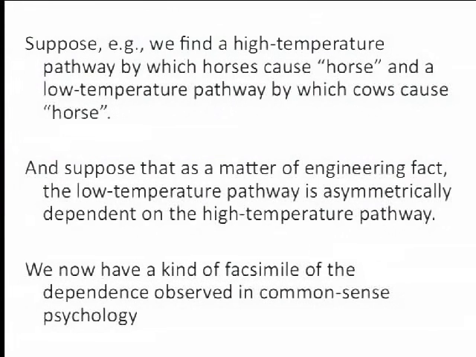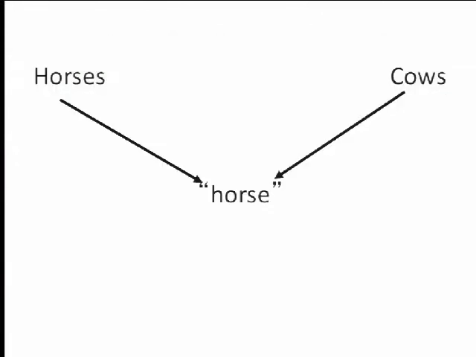So then you've got a kind of facsimile, a kind of imitation of that asymmetric dependence that's diagnostic of meaning and illusion in ordinary talk about thoughts and meaning. So you've got these two pathways, and the cow-horse pathway, the low temperature pathway, is asymmetrically dependent on the horse-horse pathway. But what's happening here is that these simple engineering facts, well, actually they're very complex engineering facts, but they are, if you don't mind me putting it like this, just engineering facts. They are mere engineering facts.